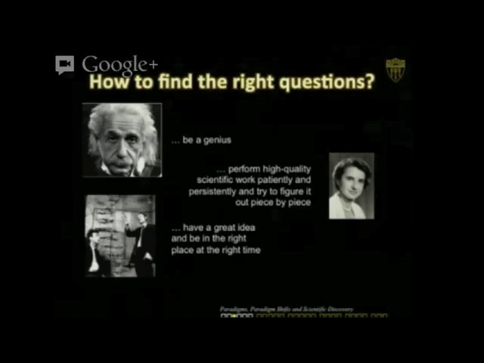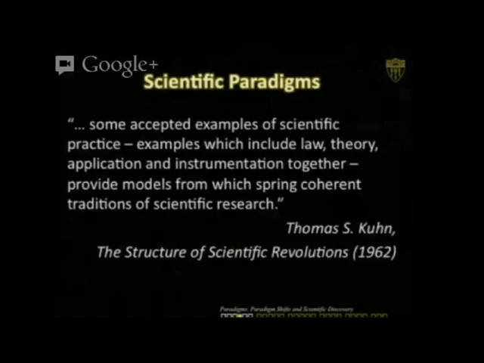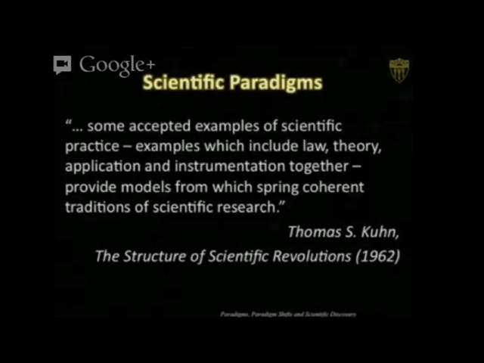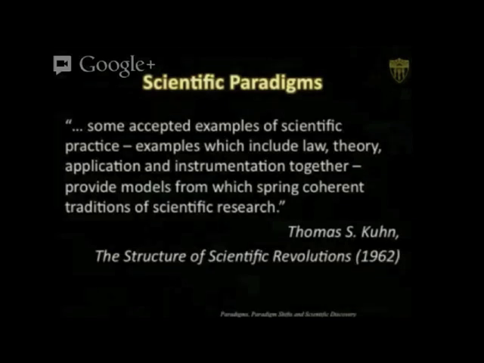So a notion that underlies all of this work, which is interestingly missing from most people's accounts within bioinformatics of how we should address these questions, is this notion of scientific paradigms. Now, I don't know if you are familiar with the work of Thomas Kuhn, but in 1962 he wrote the seminal work called The Structure of Scientific Revolutions, in which he talks about paradigms as being some accepted examples of scientific practice, examples which include laws, applications, and instrumentation together to provide models from which spring coherent traditions of scientific research.